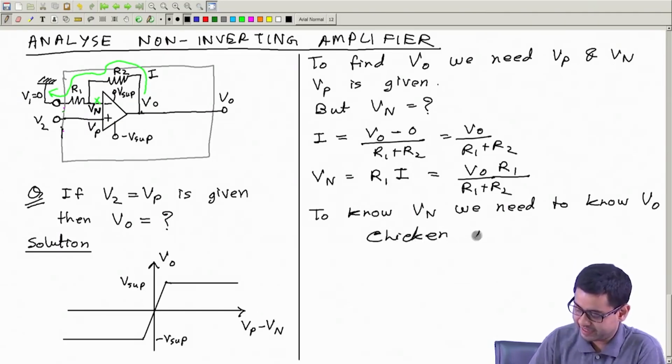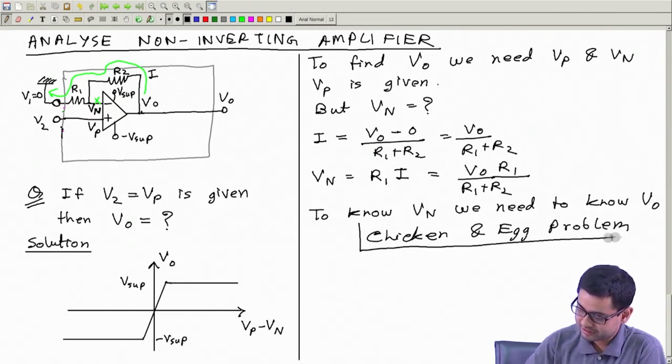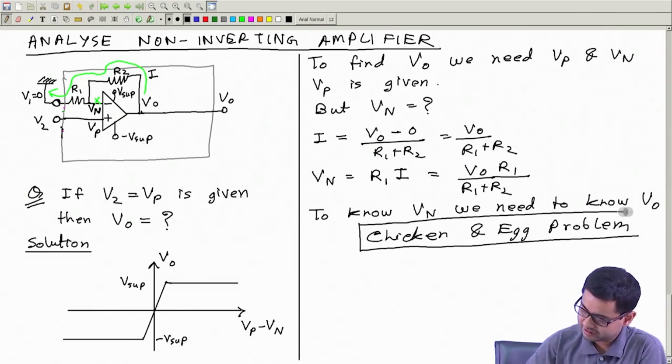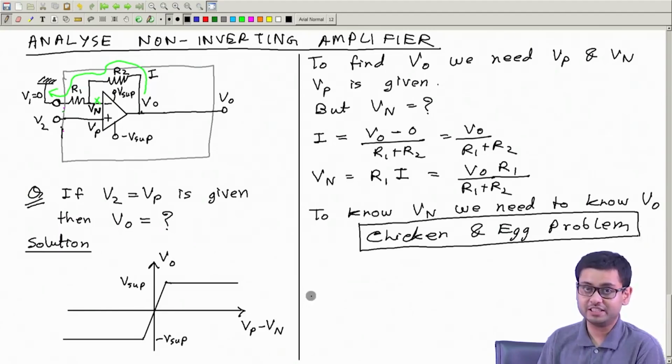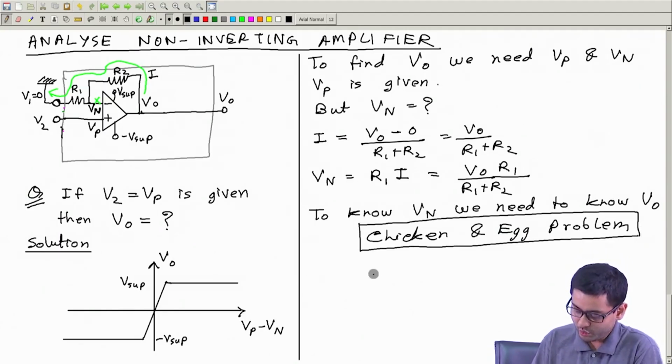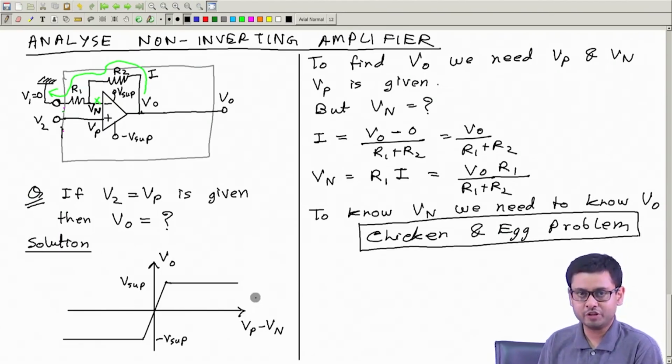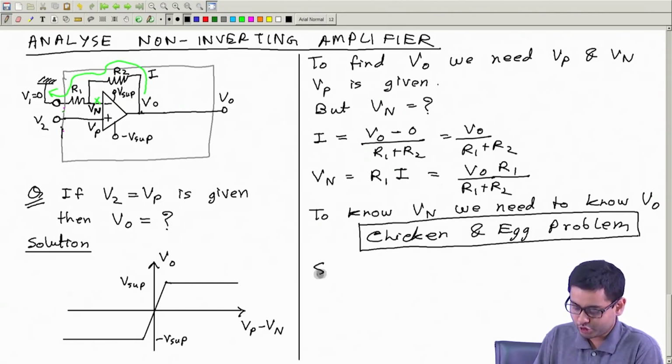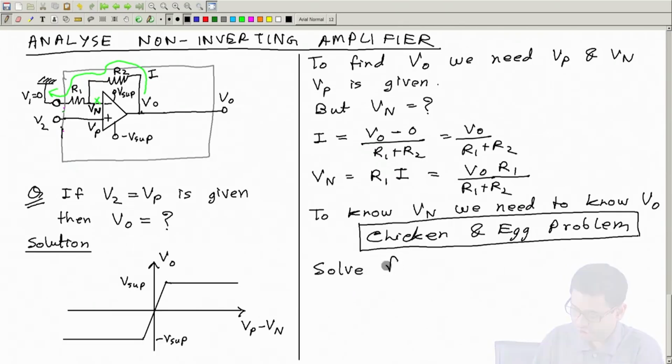I call it a chicken and egg problem. To find one, we need the other, but we do not have the other, because to find the other, we need the first one. Okay, so what is the solution? Can we not do anything? The solution is solve for Vn and Vo together, because there are two unknowns.